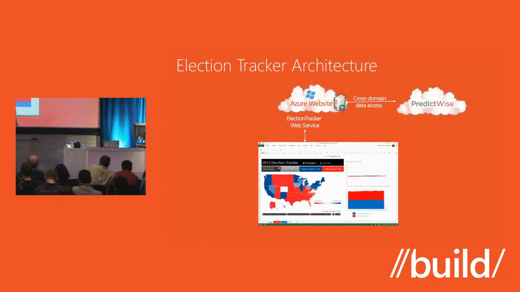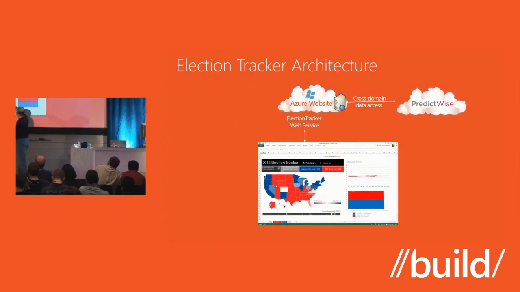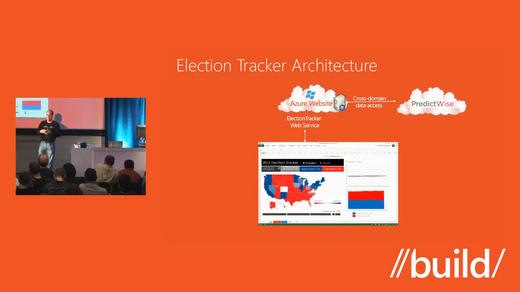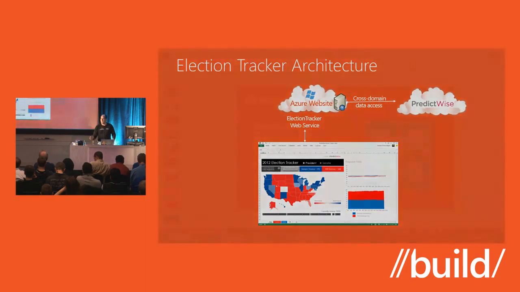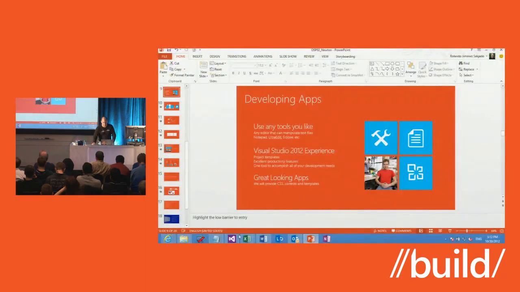All the UI is, of course, JavaScript and HTML. It connects to a web service that is hosted on Azure website. The whole solution is actually hosted in Azure website. And from Azure website, we actually do a cross-domain data access to our data source, in this case, PredictWise. They expose a REST API that we can use to query the information. And what we did is we actually packaged that as a template.